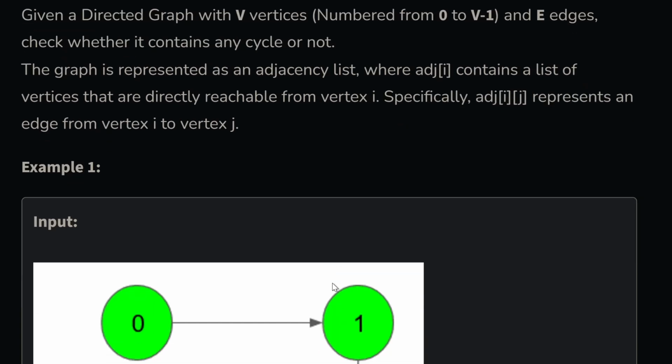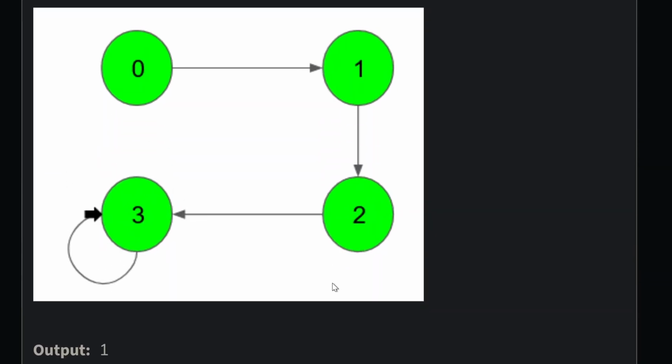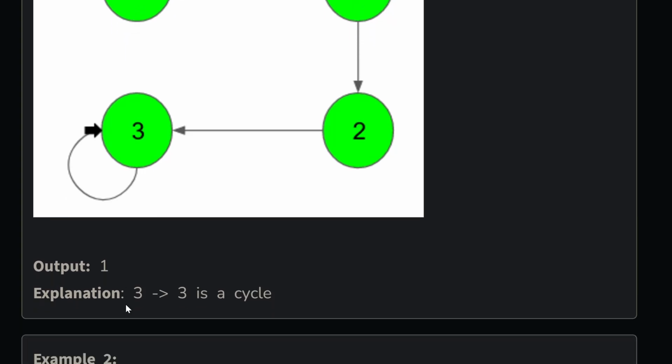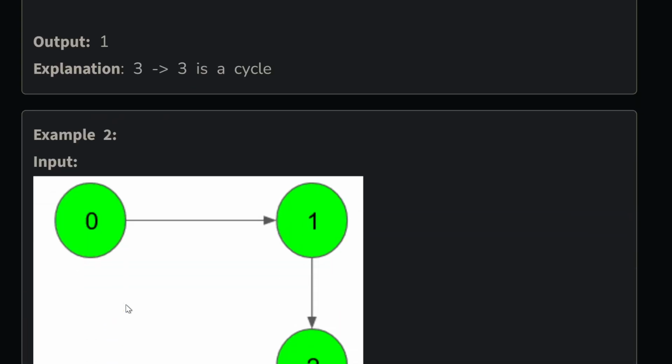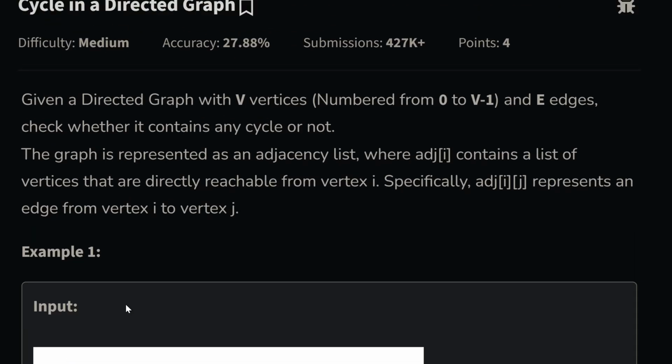So let's look at the test case. We have been given this graph representation. As you can clearly see, we have an edge from 0 to 1, 1 to 2, 2 to 3, then 3 to itself. So 3 to 3 is a cycle. We have an edge from 3 to 3 itself. That's why we have to return 1. In this other case, we don't have a cycle, so we just need to return 0.